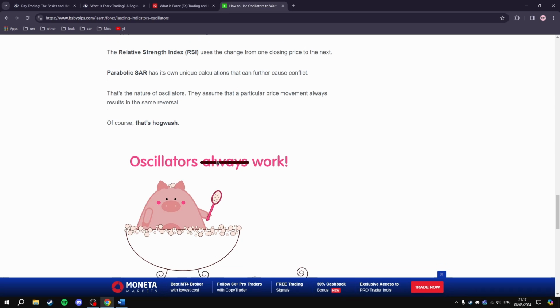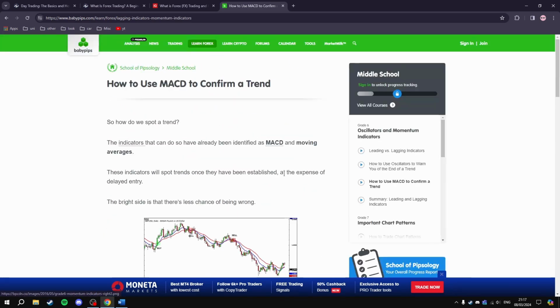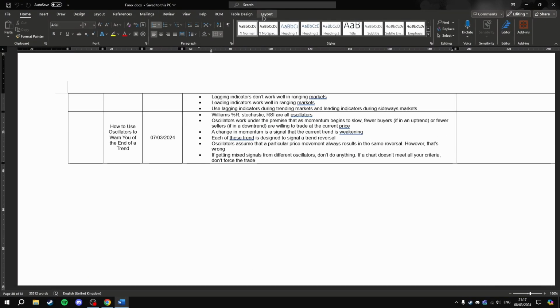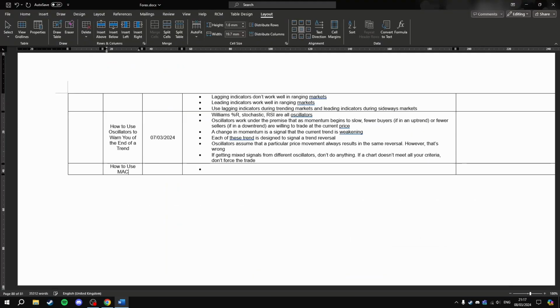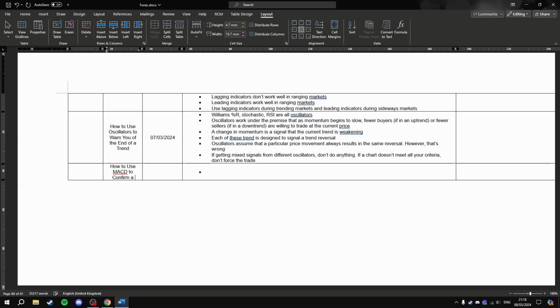And now we're on how to use MACD, or moving average convergence divergence, to confirm a trend. So let's get started. How to use MACD to confirm a trend.